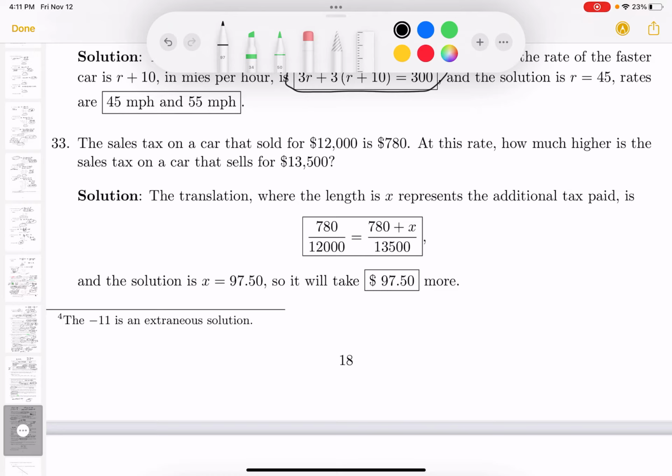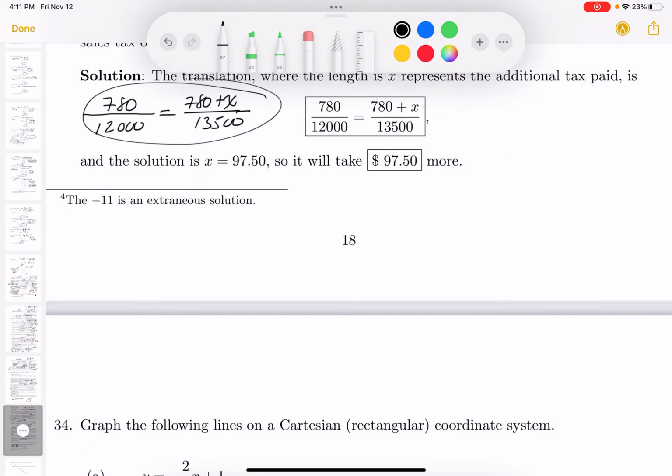All right, sales tax on a car that sold for $12,000 is $780. That's not bad. At this rate, how much higher is the sales tax on a car that sells for $13,500? Well, I kind of see it as a ratio problem, that $780 in tax on a $12,000 car. Their question is, how much more tax would you have to pay on a car that's $13,500? Now, that's one way to do it, and that would be an equation. You solve that, and I'm hoping you get the number that we're telling you you're going to get.